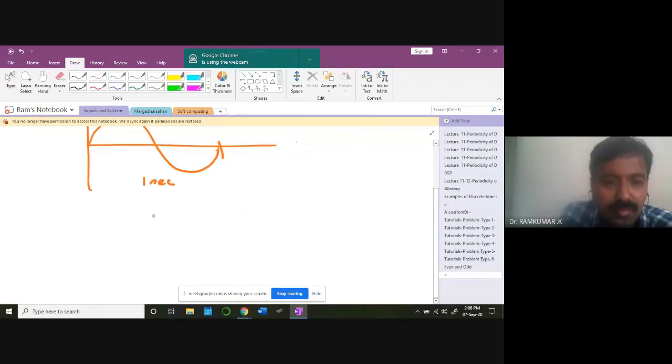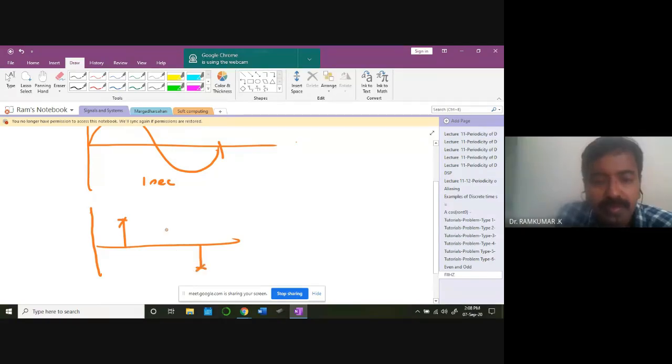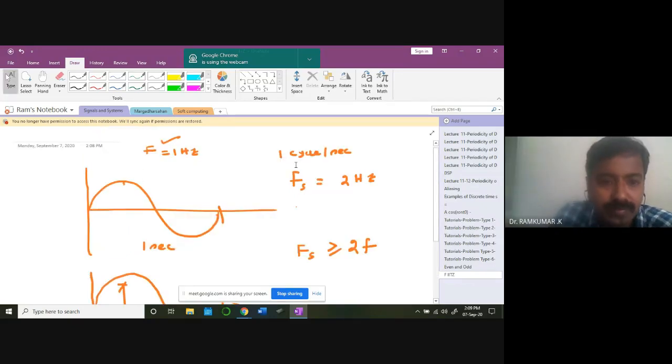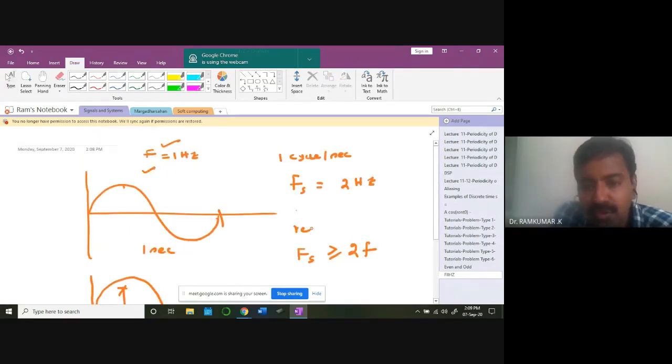Imagine this. At least 2 samples I'm going to have. Let us imagine I got these 2 samples. With these 2 samples, at least now it's possible for me to reconstruct the signal like this. So you need to sample at a rate greater than or equal to twice the highest frequency. Then only you can reconstruct your signal without the problem of aliasing.